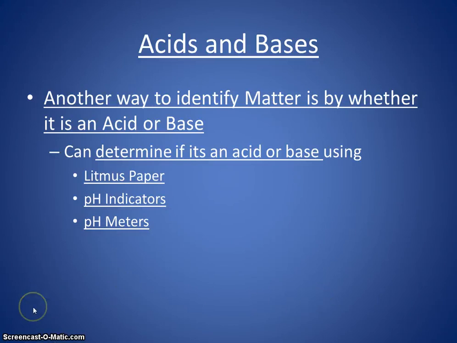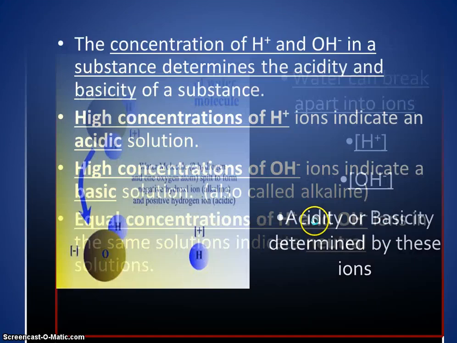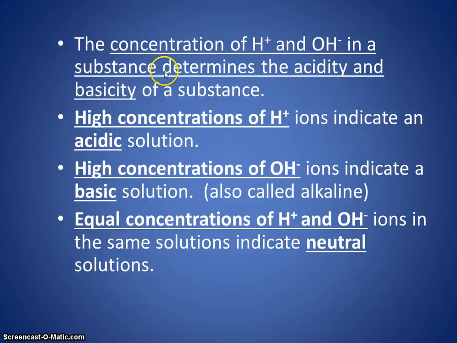The bottom of the scale, the lower numbers, are more acidic. The higher numbers are more basic. Okay, and this happens because a water molecule can break apart. So things are acids or bases depending on whether they have some hydrogen ions or what we call hydroxide, oxygen and hydrogen together. Hydrogen being a positive ion, this hydroxide being a negative ion. Acidity or basicity is determined by the presence of those ions. So the concentration of those ions determines whether it's an acid or a base.